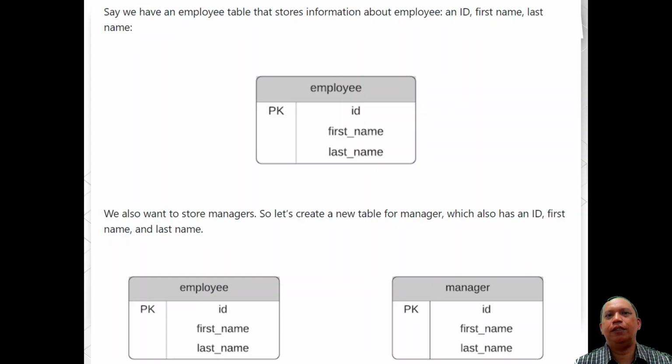So back to this example. We have an employee table that stores information about employees. We have an ID, first name and last name. And then we also want to store the manager. So let's create a new manager table. It also has an ID, first name and last name. Now we have two tables.